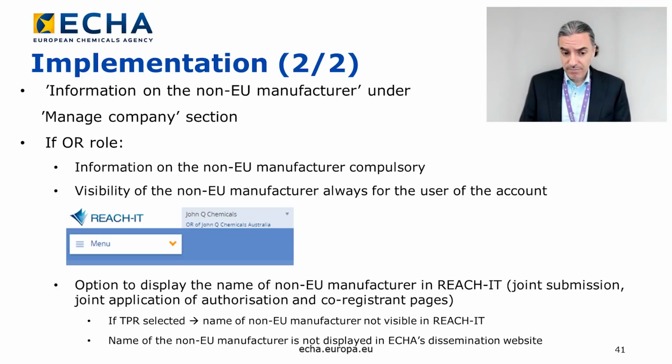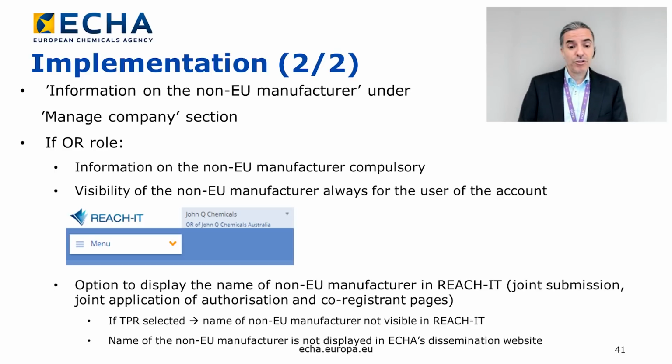There is an option to display the name of the non-EU manufacturer in ReachIT in the joint submission, in the joint application of authorization, and in the coregistrants pages. You will see when you join, I will show that later in the demo, there is a tick box. If the tick box is ticked, then all the coregistrants, the members of the joint submission, will be able to see who is the non-EU manufacturer you are representing.